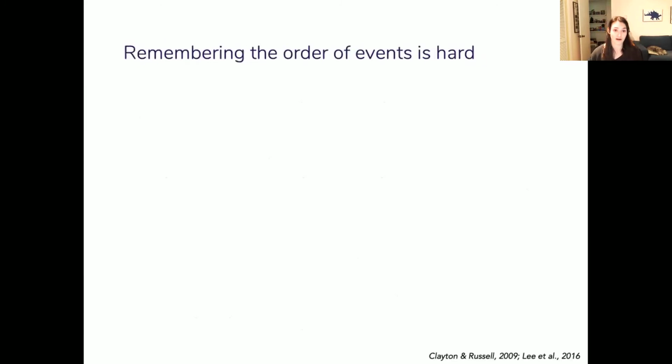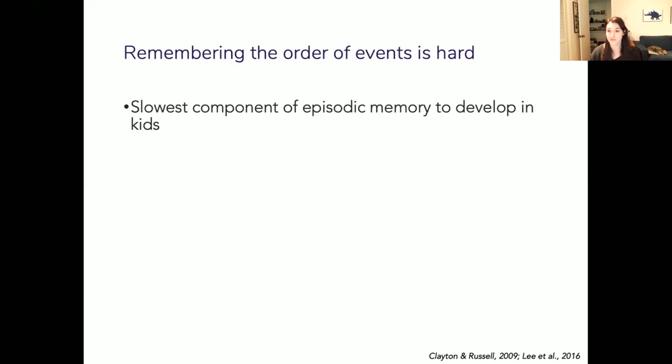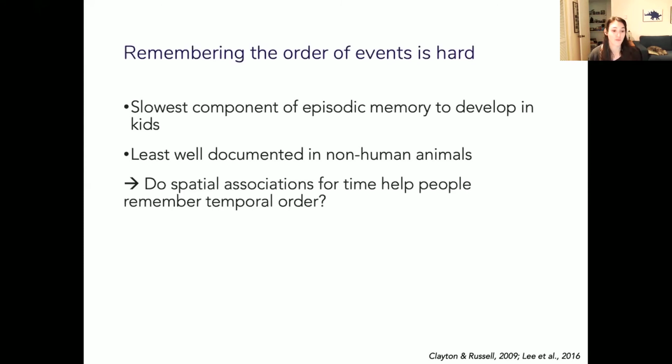A second domain where we've been looking at the role of these types of spatial associations is in the domain of memory, and particularly within the domain of episodic memory, where we have what happened, where it happened, and when it happened. This when component, this temporal part, seems to be the most difficult for young children. It seems to be the slowest to develop in childhood, and it also tends to be the least well documented in non-human animals. So something about remembering when and placing events in time seems to be unusually difficult. And what we were wondering is whether spatial associations for time, like the mental timeline, may help people remember temporal order.